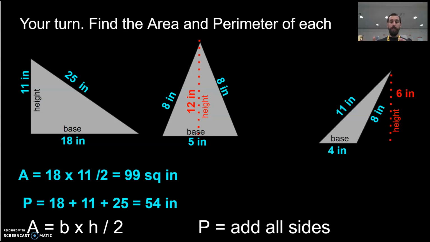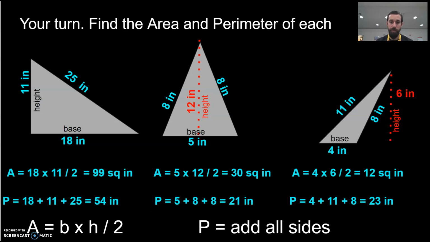Now, it is your job to find the area and perimeter of these last 2 triangles. These are a little more difficult because they have a different height listed in red in the middle here that is not included in the perimeter. So don't get too confused. Base times height divided by 2 is your area formula. And for perimeter, you're adding all 3 sides. The sides are in blue. Okay, you can do it. I believe in you. Ready, set, go.